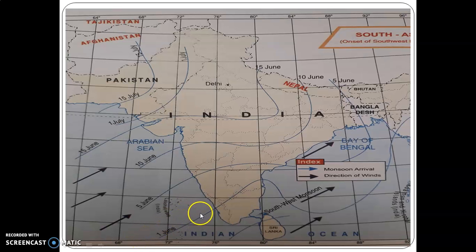When these winds enter India, these winds divide in two parts. These arrows indicate southwest monsoon of Arabian Sea branch, and these arrows toward Bay of Bengal, these are called southwest monsoon Bay of Bengal branch.